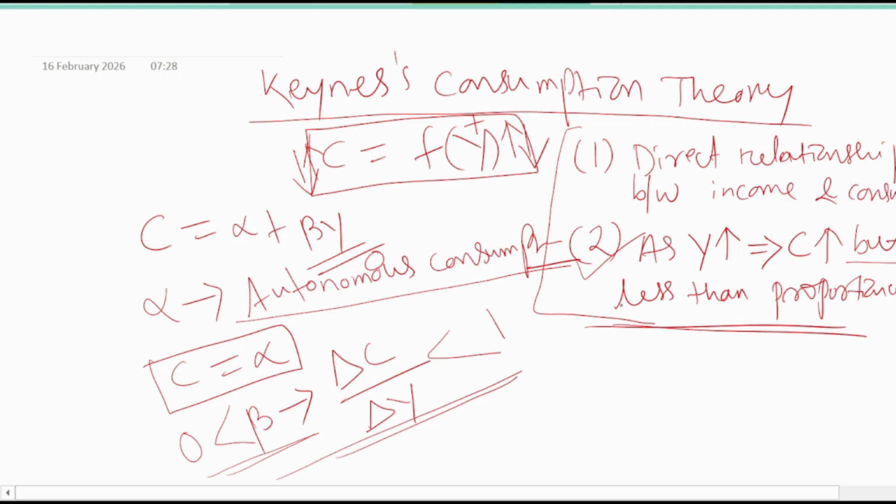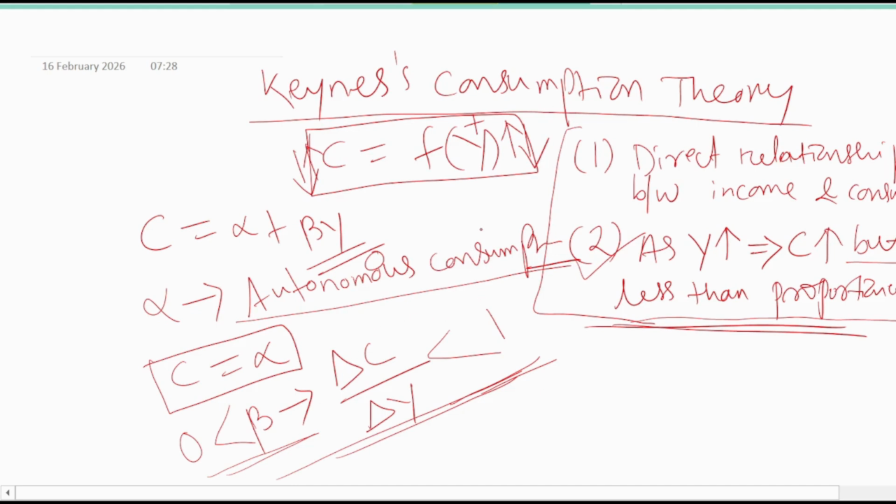Second thing, it says that when the income increases, consumption also increases, but less than proportionately. That means how much income will increase, consumption has to increase less than the increase in the income. That means if income increases by 100, consumption will increase less than 100. It can be 80, 90, 95, 99, but it should not be equal to 100. So beta value has to be less than 1, or MPC should be less than 1.